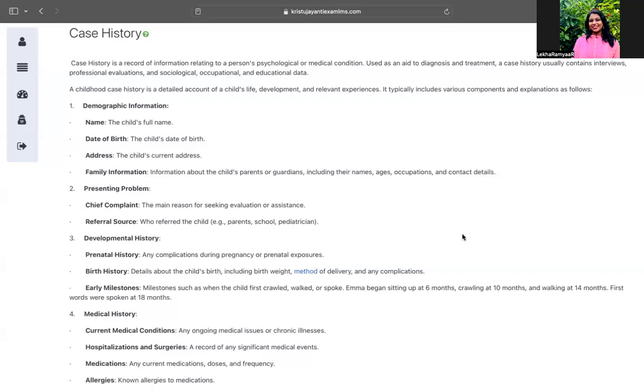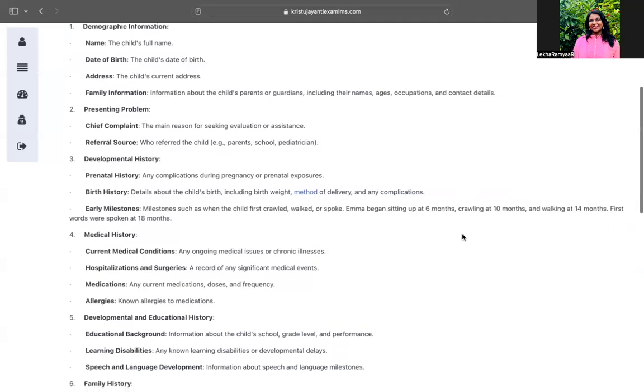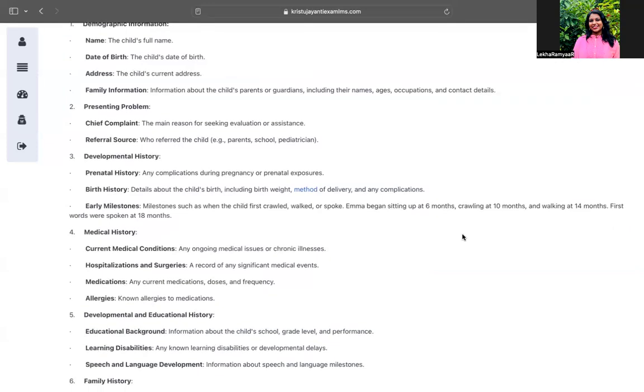And has the child at any time been hospitalized for a long period of time? Has the child had any surgeries, be it minor or major? Anything and everything that is significant needs to be mentioned. Is the child having any medications right now? And if so, what is the dosage of that medication? And finally, is the child having any allergies to medicines or any other allergies as well?